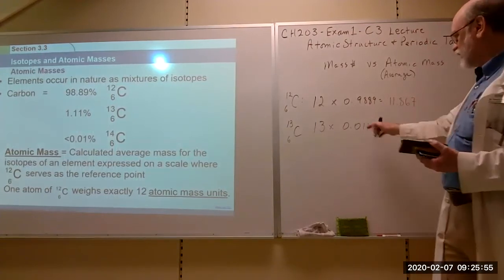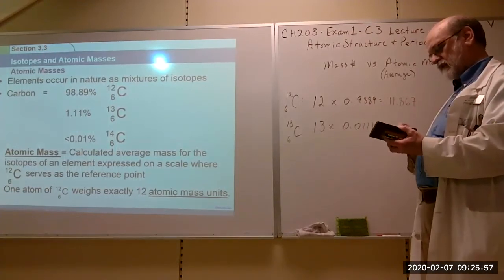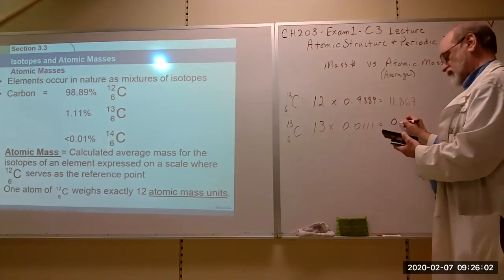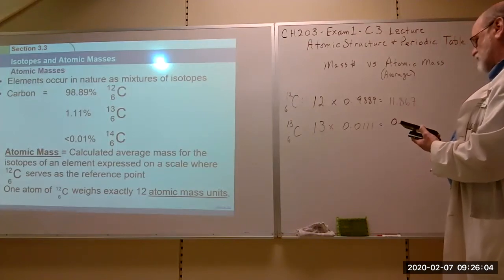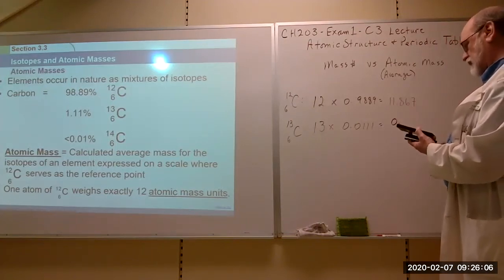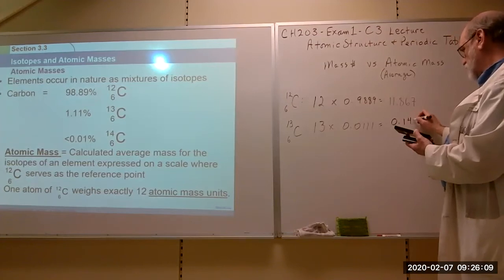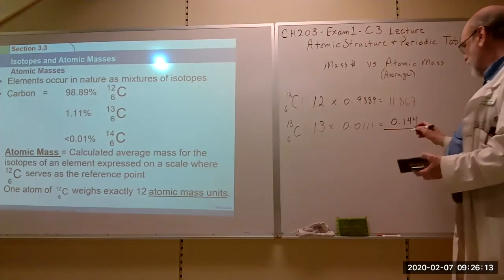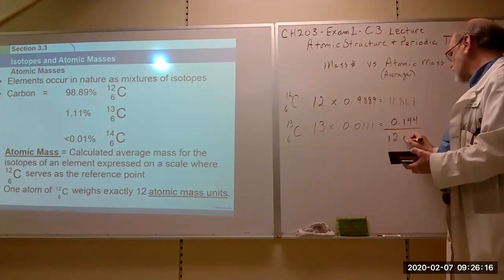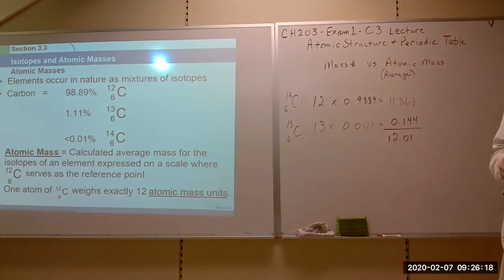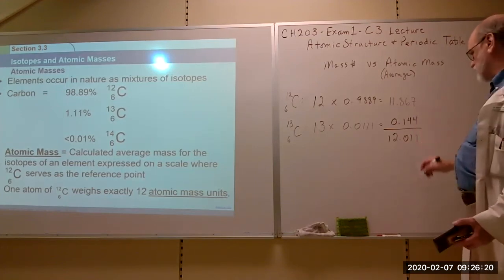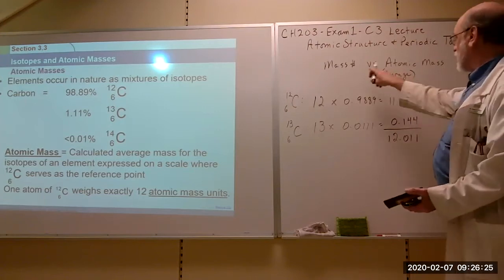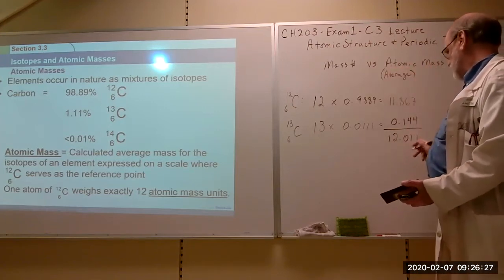Okay, and this one is 0.0111 times 13, and this one is 0.144. We add them together, and we get, rounded off, 12.01. Well, you can take it out too. Okay, so this is the atomic mass.